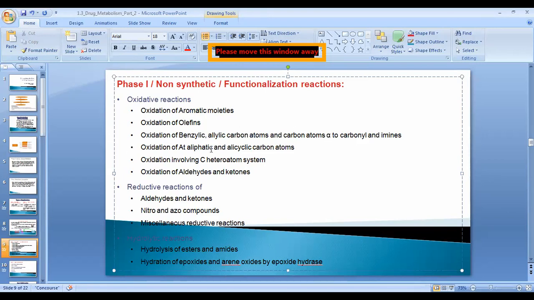Then oxidation at aliphatic and alicyclic carbons. Oxidations which are going to involve the heterocyclic systems. See, vitamins and all other drugs used for treatment which have aliphatic and alicyclic carbon atoms. They are going to involve the heteroatoms, that is pyridine, pyrimidine. Those are all metabolized by phase 1 reaction. Then oxidation of aldehydes and ketones.